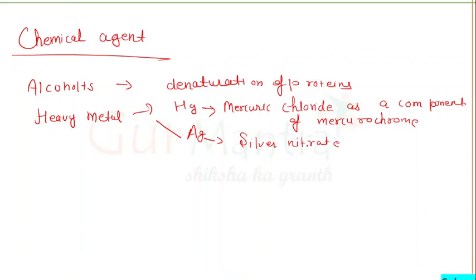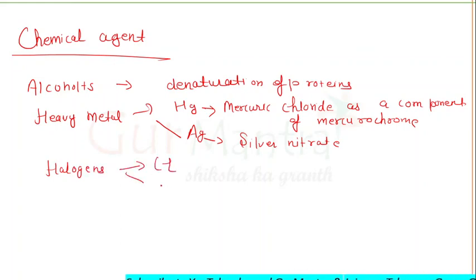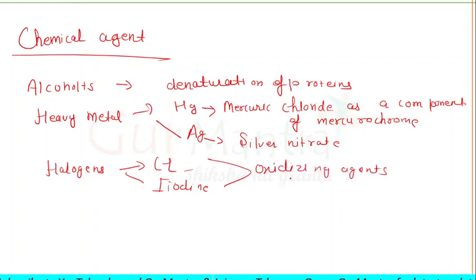There are also chemical agents like halogens, and halogens are chlorine and iodine. Both of them act as oxidizing agents and react with amino acids and proteins. There are also ethylene oxide, formaldehyde, and beta-propiolactone that are used to achieve sterilization.